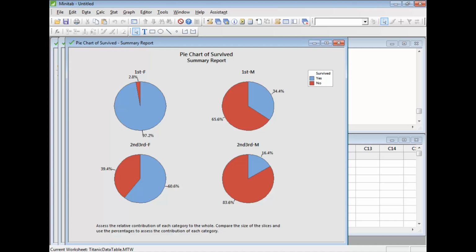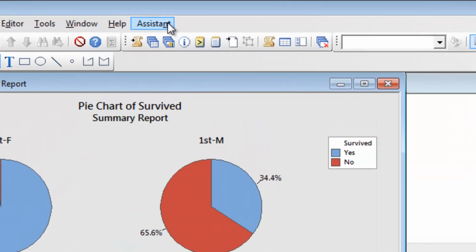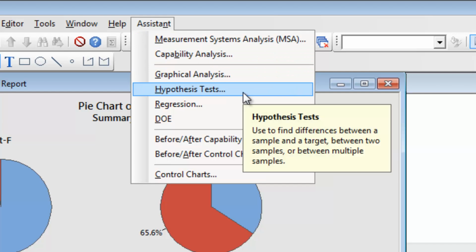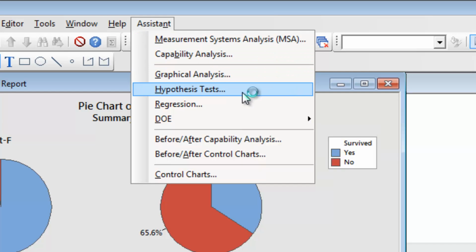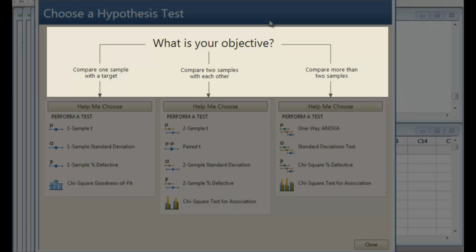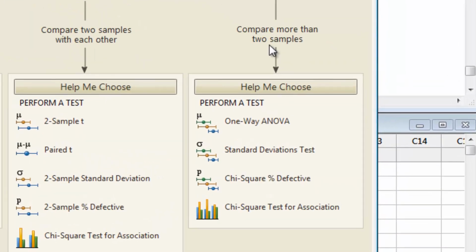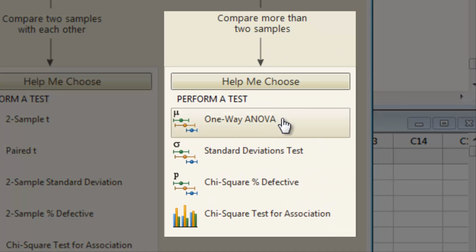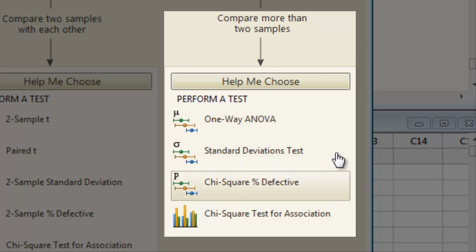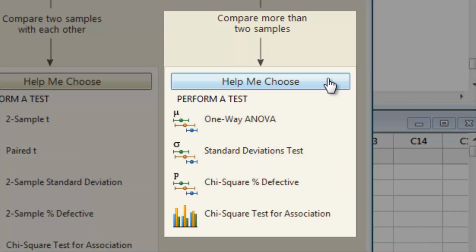Graphs indicate what the data show. A hypothesis test can confirm it. If you don't know which test to use, the assistant can help. The assistant presents three possible objectives for hypothesis tests. Since we have divided the passengers into four groups, the objective here is to compare more than two samples. But which of these four tests is right? Click Help Me Choose for guidance.